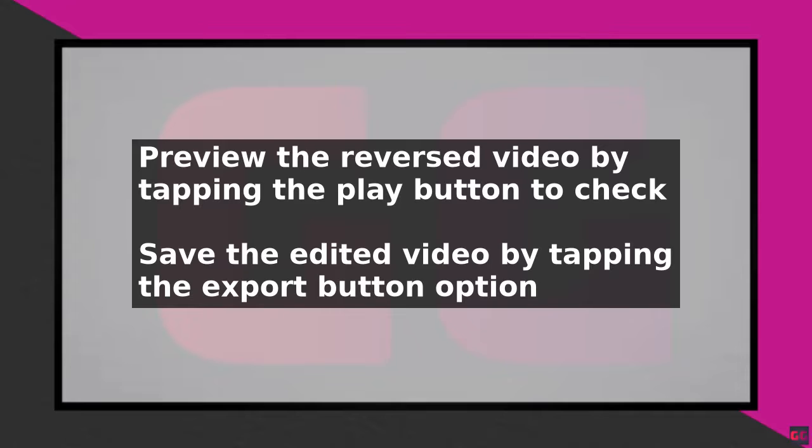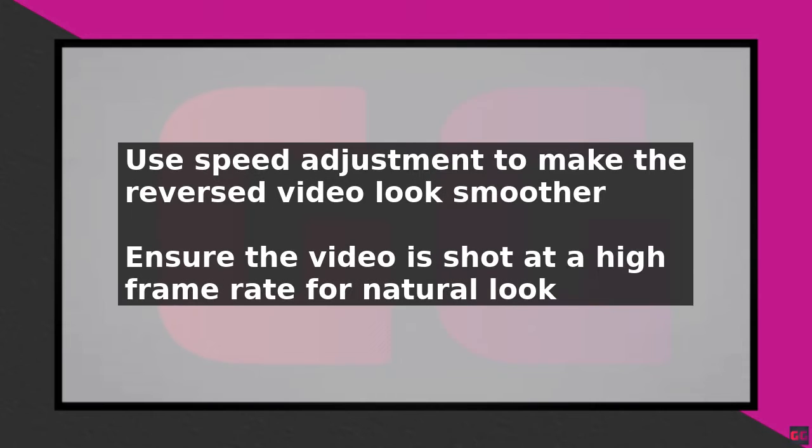It is also important to note that reversing a video can sometimes cause it to look unnatural or jerky. To avoid this, make sure your video is shot at a high frame rate and that you are using a steady camera. Additionally, you can use the speed adjustment option in CapCut to adjust the speed of your reversed video and make it look smoother.